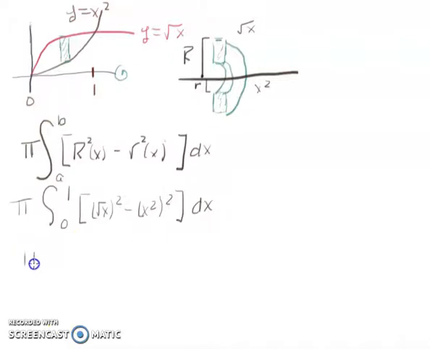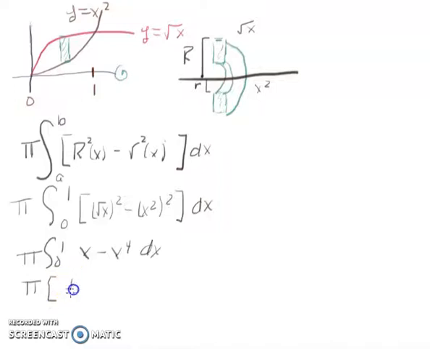So now let's kind of finish this up. Now, we're going to have the square root of x squared, which is just x, minus x to the 4th, right? Okay, dx. Now let's see, it's going to have to be pi times what?